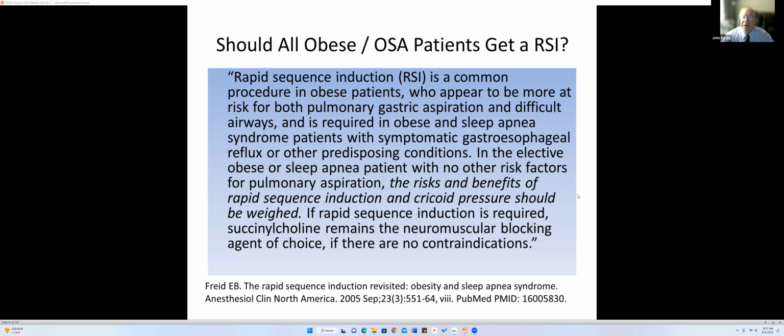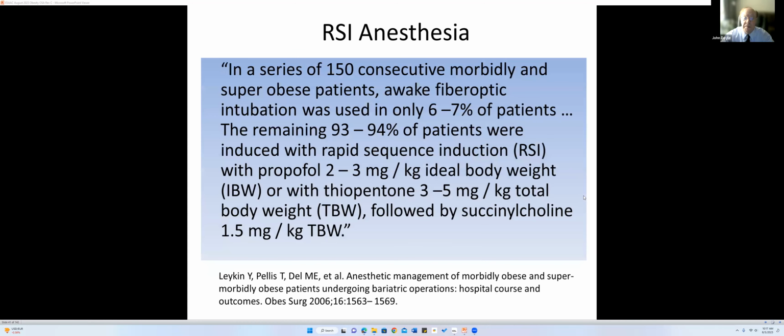Since the publication of this, the use of sugammadex to reverse rocuronium has taken place, and there are many people who now use a rapid sequence induction with rocuronium, knowing that if they get into difficulty, they can instantly reverse with sugammadex. So here in this study, in a series of 150 consecutive morbidly and super obese patients, awake fiberoptic intubation was used in 6 to 7% of patients. The remaining 93 to 94% were induced with rapid sequence induction of propofol or thiopentone, and succinylcholine.